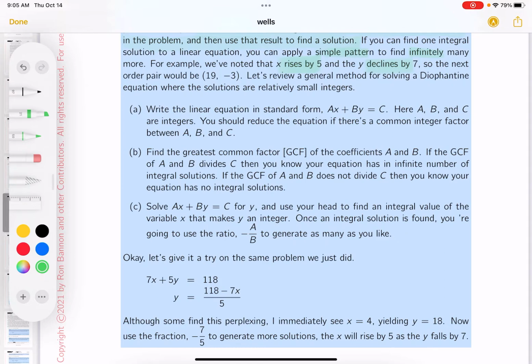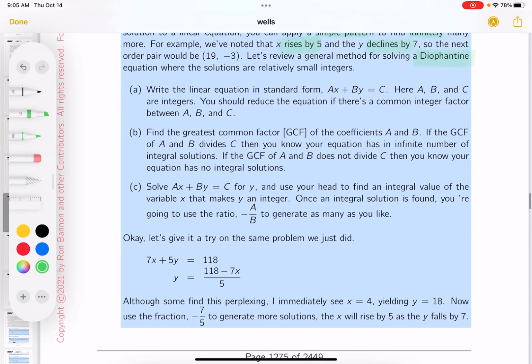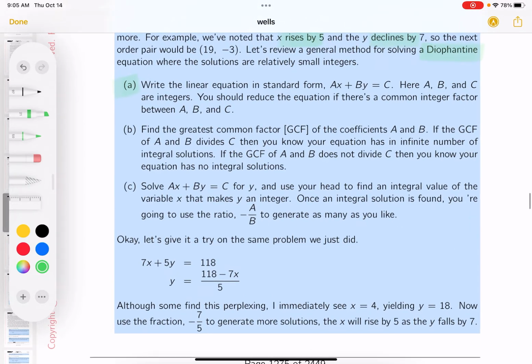All right? So let's outline what we're looking to do. So it says A, and we'll go through the steps, by the way. Write the linear equation in standard form. The standard form is this form over here: AX plus BY equals C, where A, B, and C are integers. You should reduce the equation if there's a common integer factor between A, B, and C. What are we trying to do? Reduce the size of the numbers if we can.